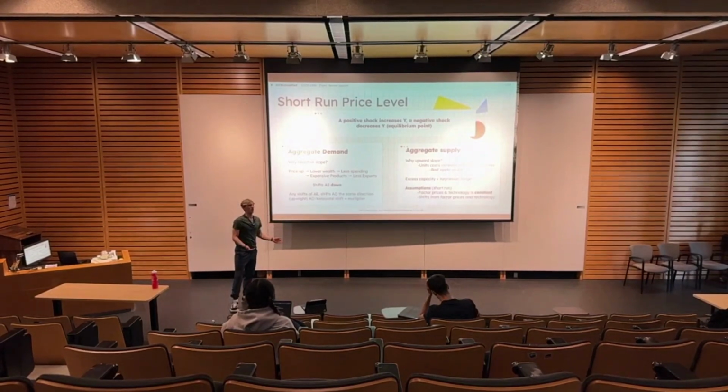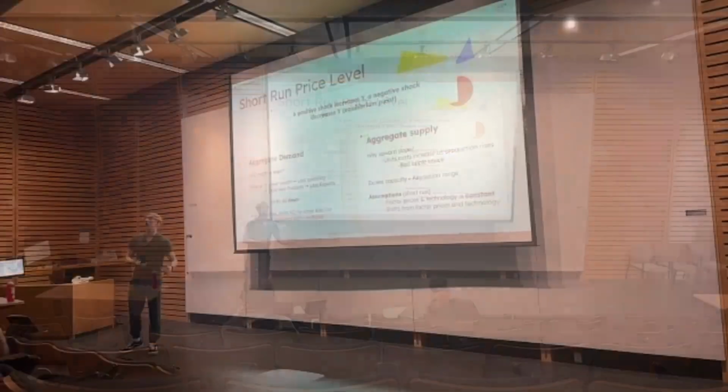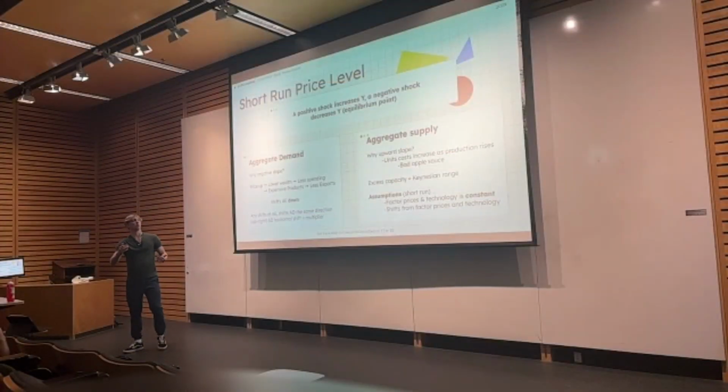It's any shifts in aggregate expenditure. What shifts aggregate supply? Well, it's just any shifts in factor prices and any changes in technology. So if we create a new AI model that can expand our productivity, that would shift our aggregate supply in a positive direction.